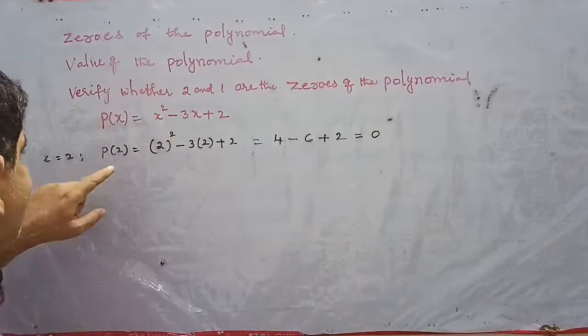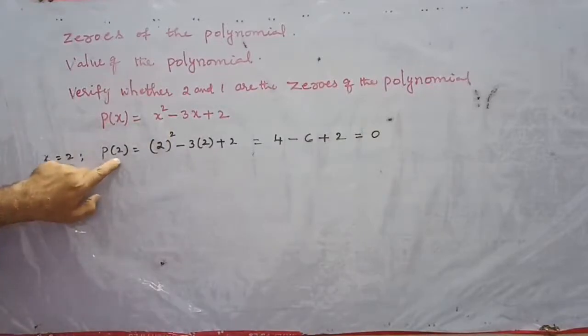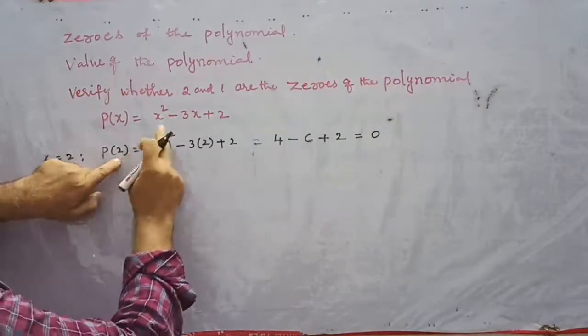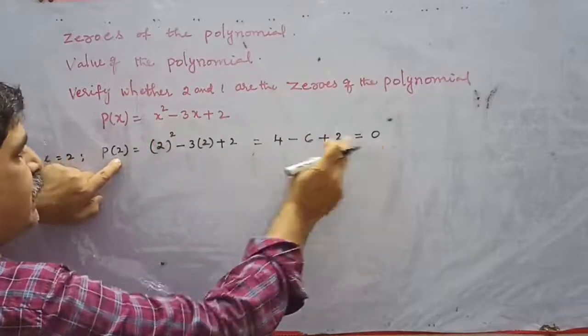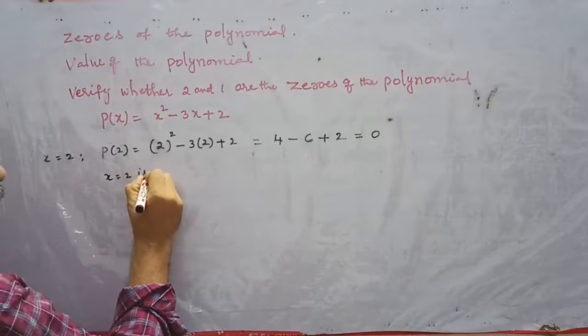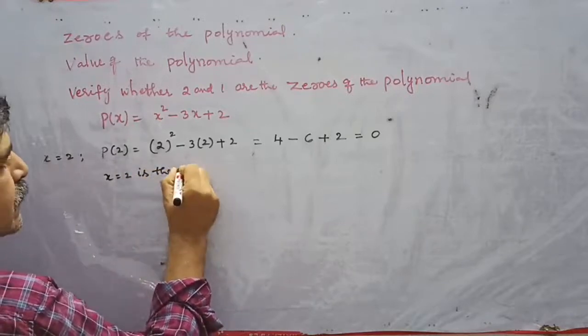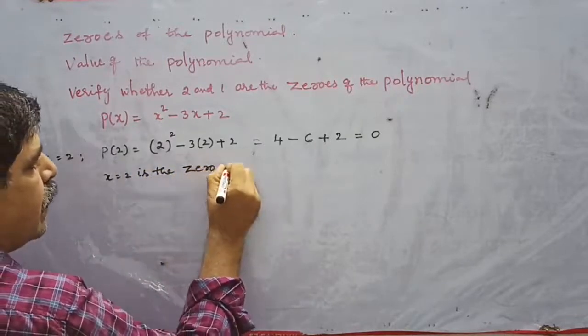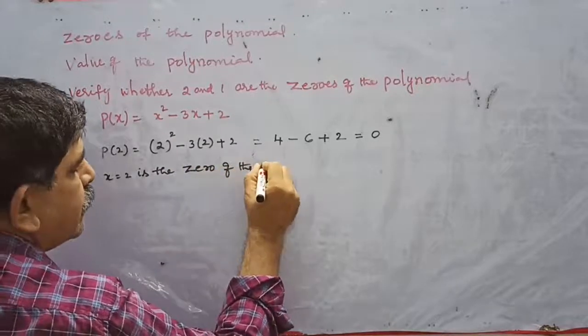That means at x is equal to 2, the given polynomial is 0. So therefore x is equal to 2 is the zero of the polynomial.